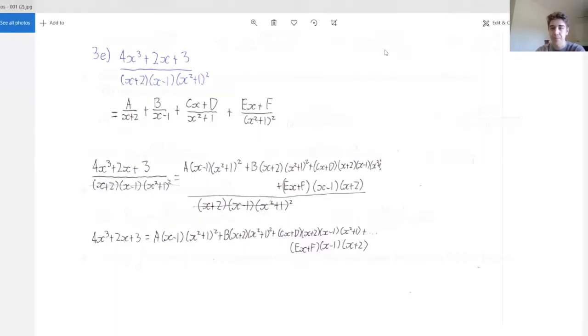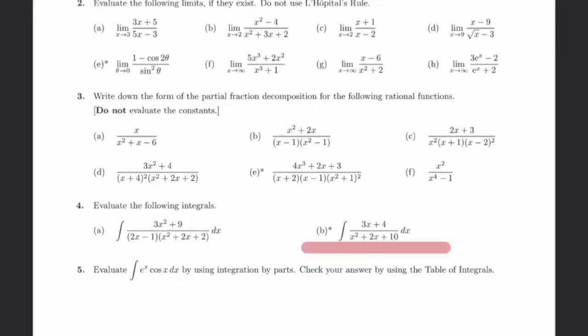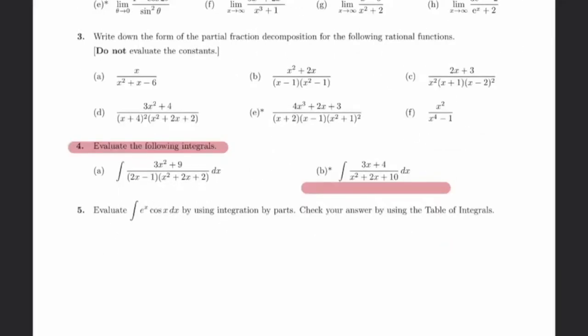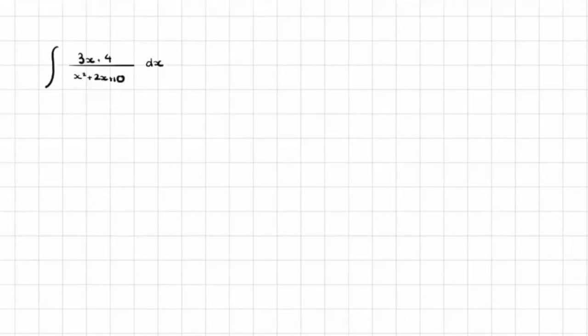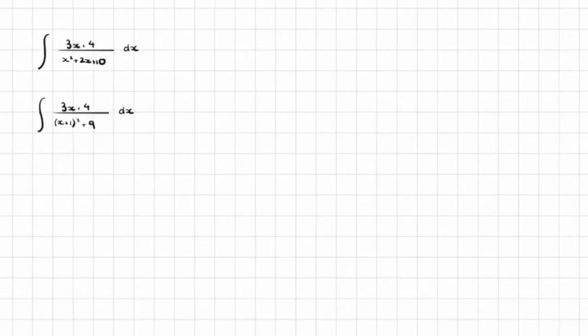Thank you. The next question we're going to be evaluating is 4b, which asks us to evaluate the following integrals. So we're going to start by writing out the fraction that was given to us. Upon evaluating this fraction, we see that in order to simplify, we can complete the square for the bottom half of the fraction. When doing this, we get x plus 1 squared plus 9 for the denominator of the fraction.